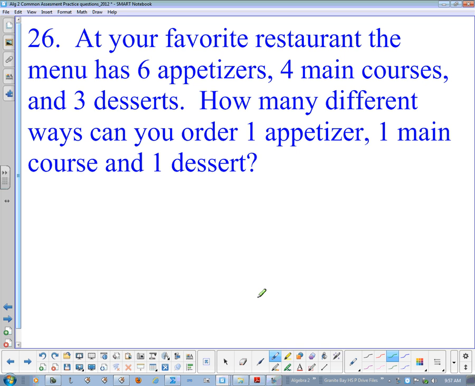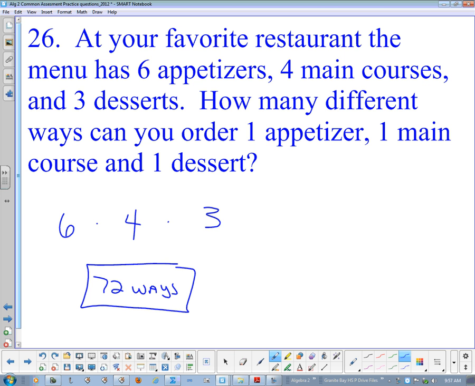Number 26 says, at your favorite restaurant, the menu has 6 appetizers, 4 main courses, and 3 desserts. How many different ways can you order 1 appetizer, 1 main course, 1 dessert? For appetizers, you have 6 to choose from, multiply by 4 main course possibilities, then multiply by 3 desserts. It's going to be 24 times 3, which is 72 possibilities for your order. This is the fundamental counting principle. Moving ahead, 27.